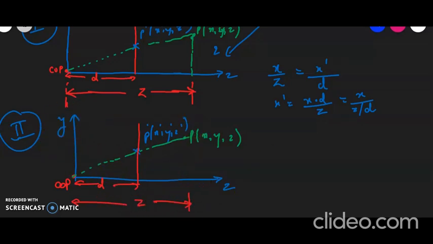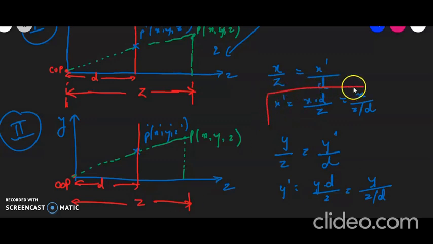Now using the same similar triangles that we considered for x, I'll consider them for y. For y it will be y upon z is equal to y dash upon d, right? So my y dash is equal to y into d upon z, that is y upon z by D. So these are your x dash and y dash values that are important for us.